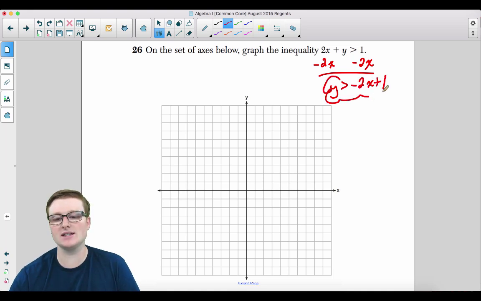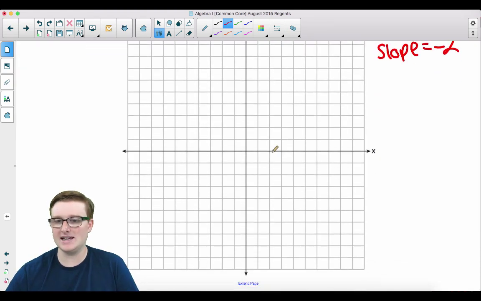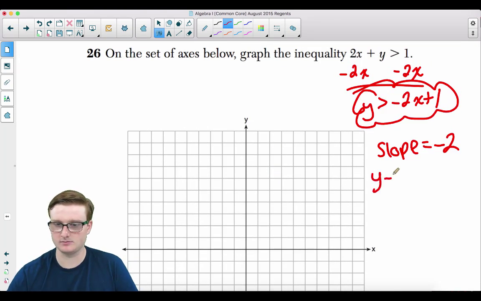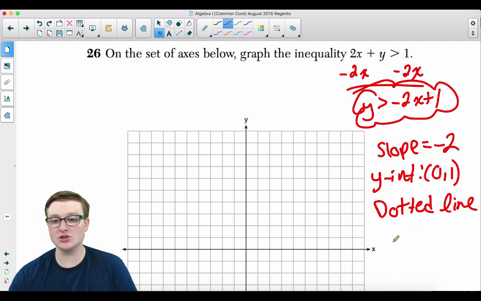Let's talk about this for a moment here. Well, we know that the slope is negative 2. We know that the y-intercept is the point (0, 1). We also know that this is going to be a dotted line. And we also know that it is shading above because it is greater than.